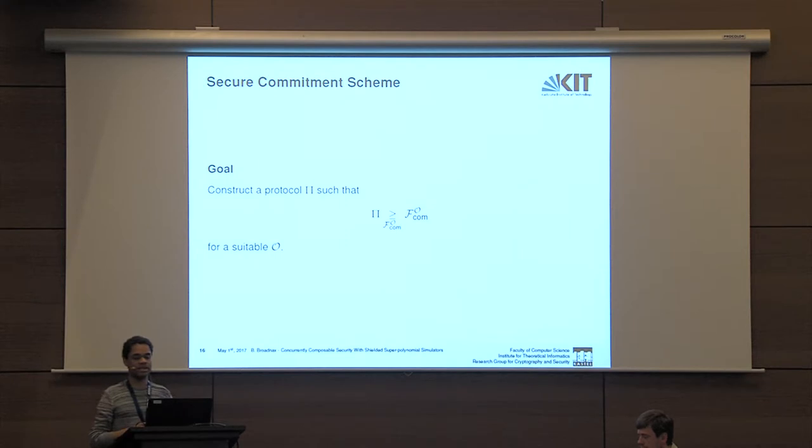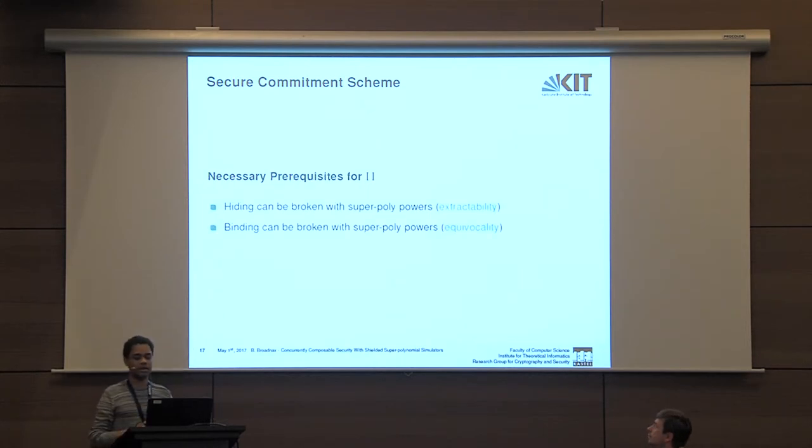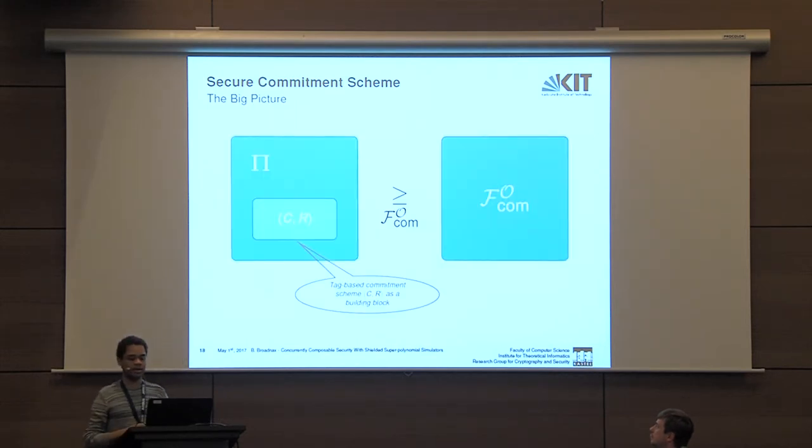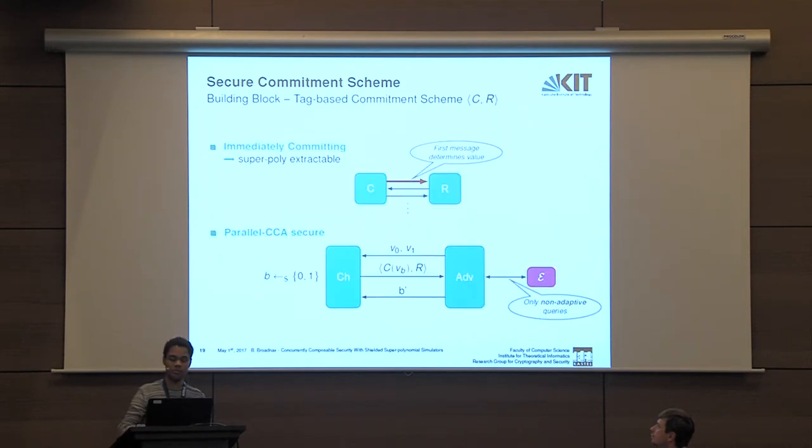Okay, so now let me present our secure commitment scheme, namely a protocol that realizes F,O with respect to F,O augmented environments for a yet-to-be-defined shielded oracle O. In order to be secure in our framework, this protocol needs to fulfill two properties. It needs to be extractable and equivocal in super polynomial time, meaning that the binding and hiding property can be broken with super poly powers. And as a building block, this commitment scheme uses a tag-based commitment scheme, CR, which needs to have the following properties.